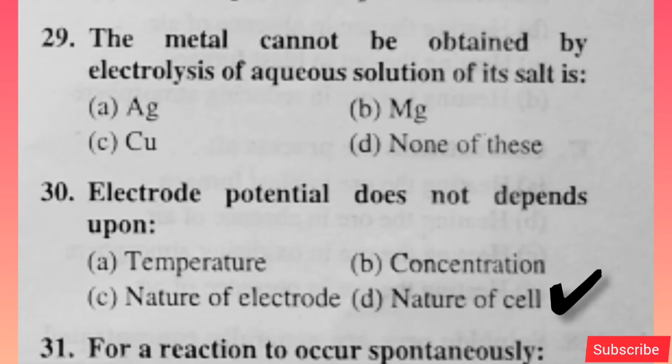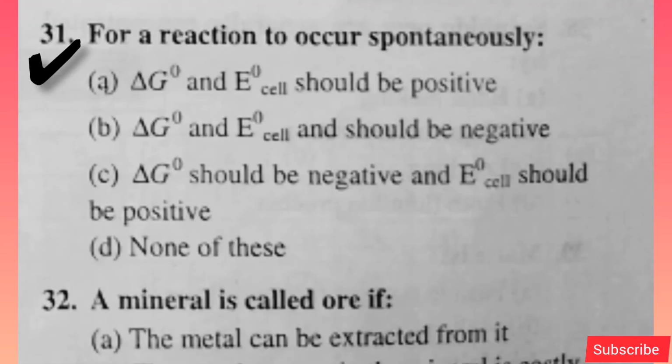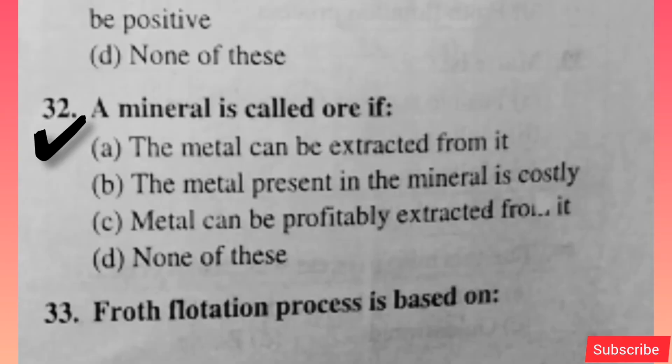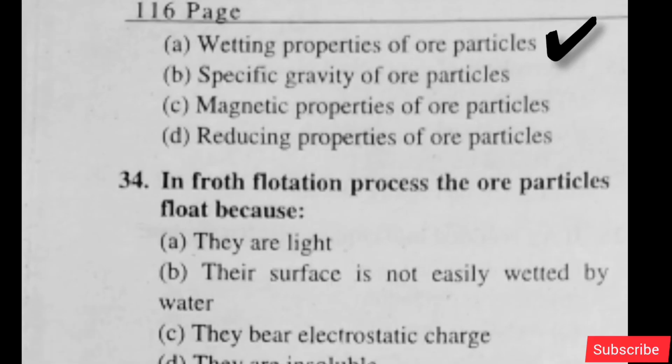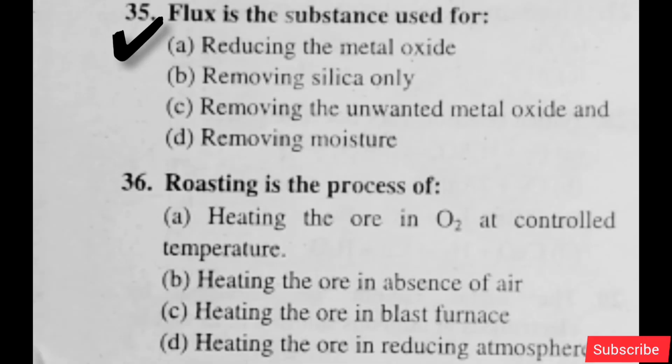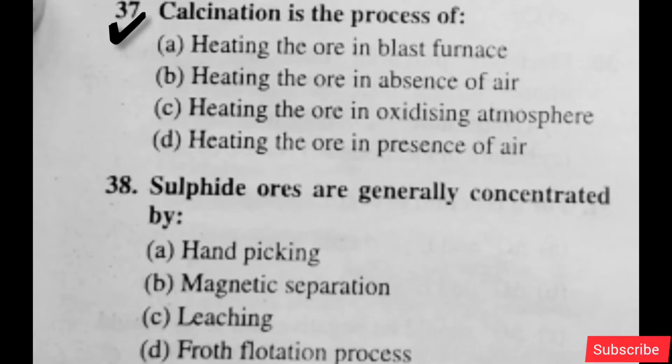Option D is right. For a reaction to occur spontaneously. Option C is right. A mineral is called ore if. Option C is right. Froth flotation process is based on. Option A is right. In froth flotation process, the ore particles float because. Option B is right. Flux is the substance used for. Option B is right. Roasting is the process of. Option A is right. Calcination is the process of.